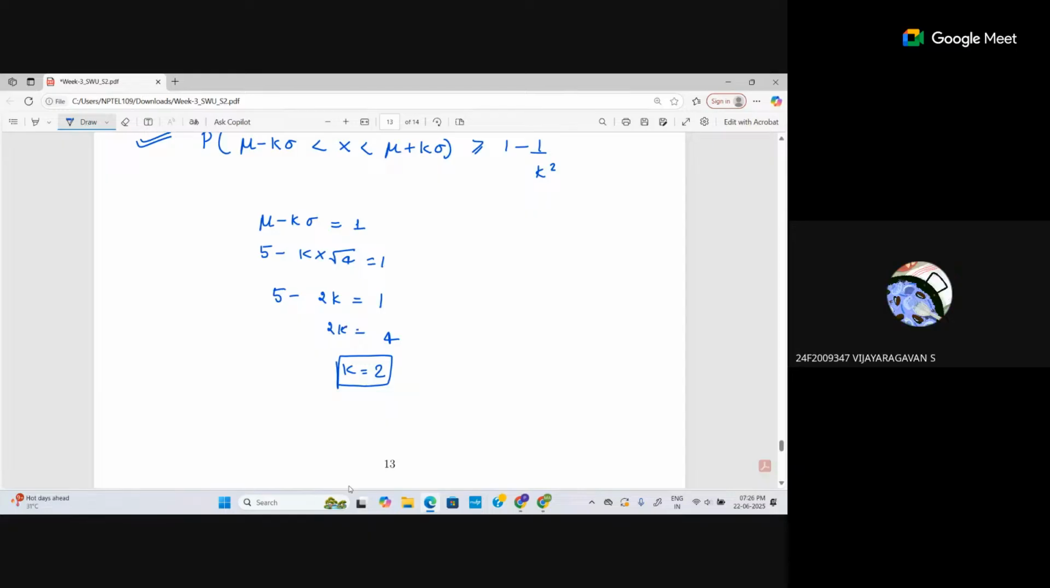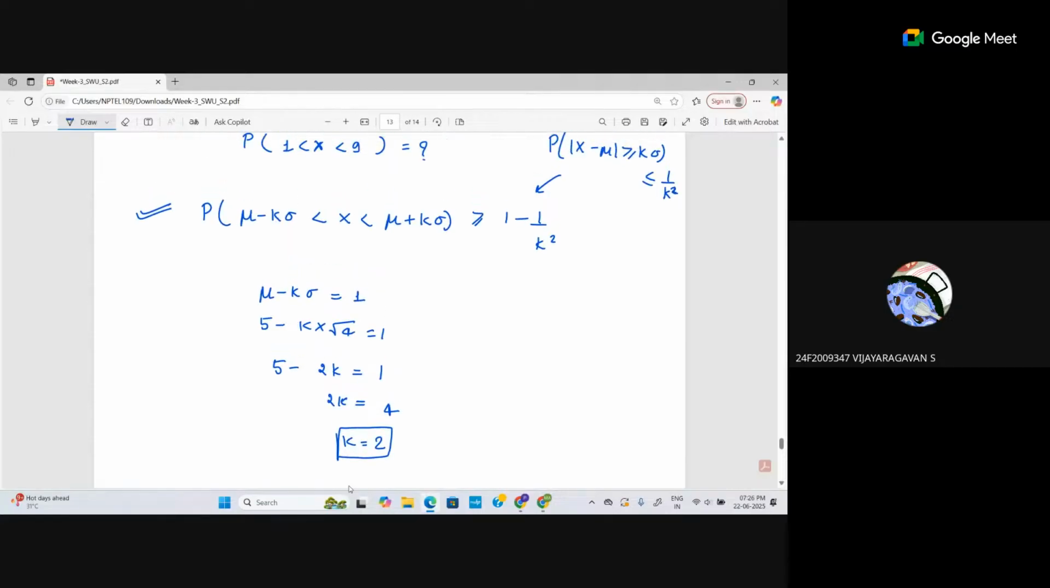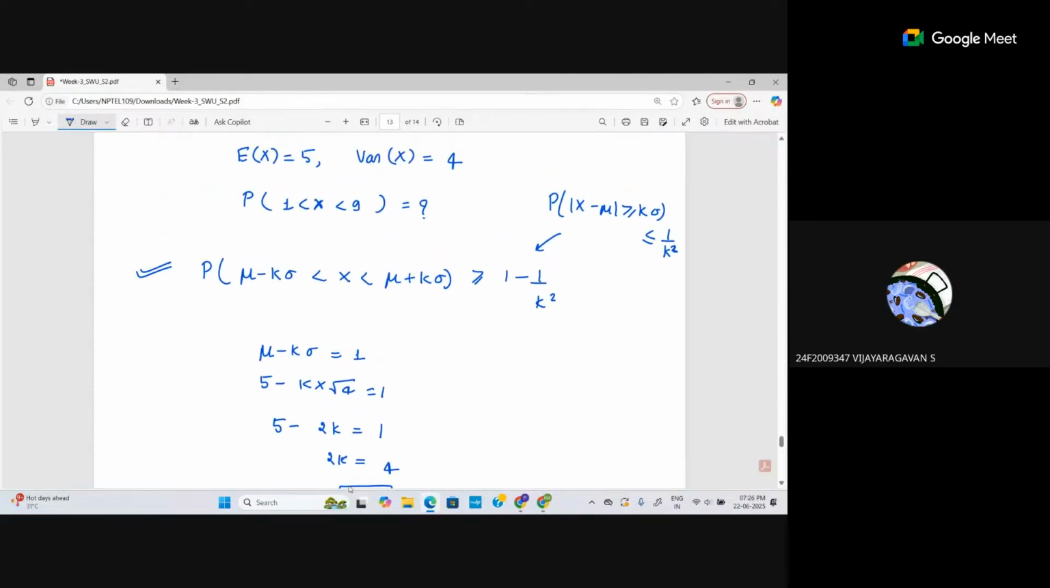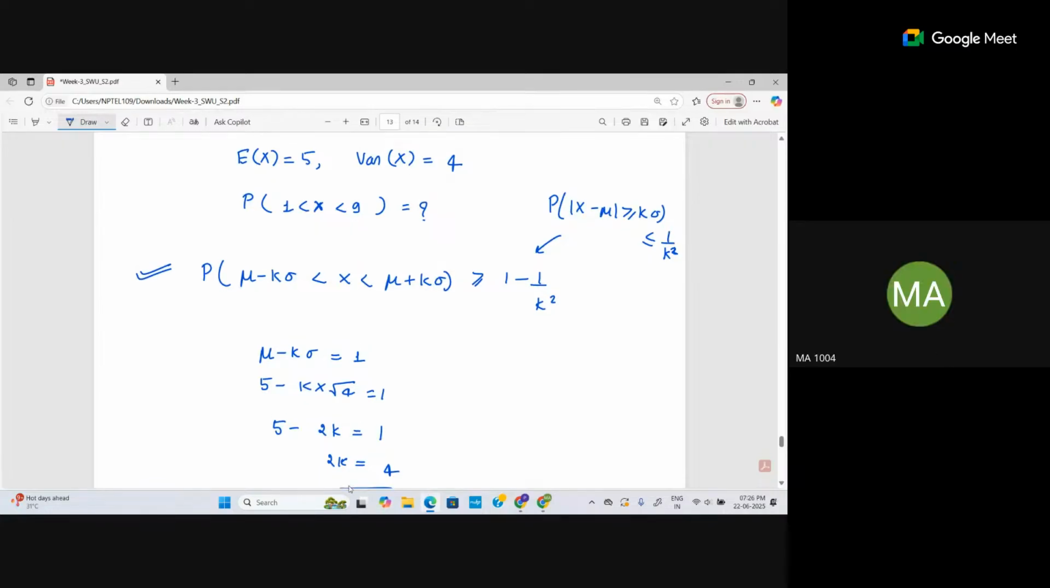Ma'am, this mu minus k sigma equals, based on what we have written, or did I make a mistake actually? See, the first step actually. Yes, so see, this is the Chebyshev's inequality, okay, and this is the probability which we have to calculate.